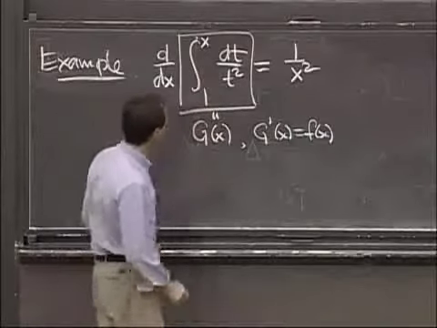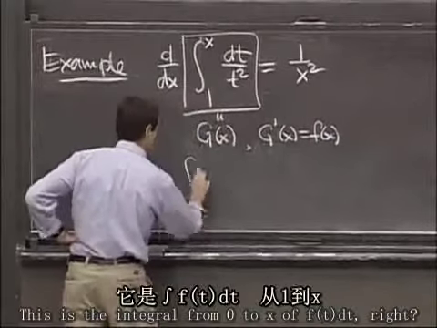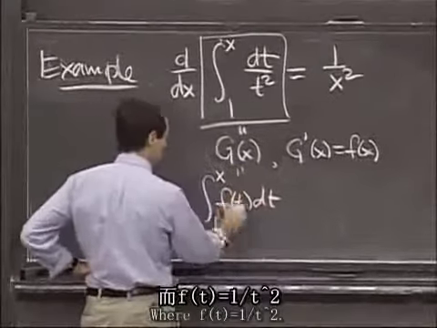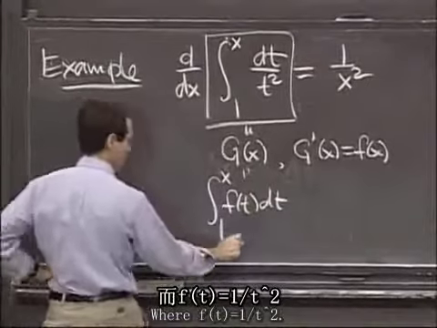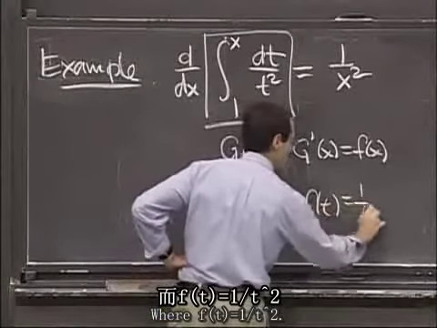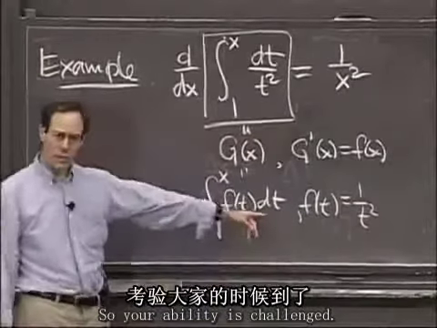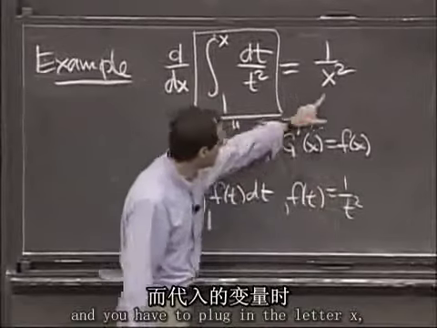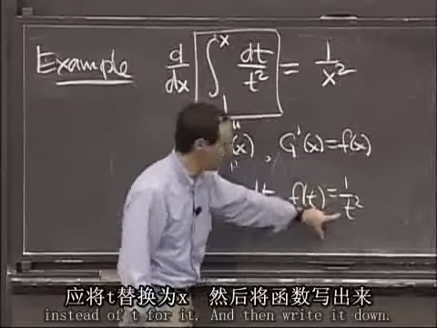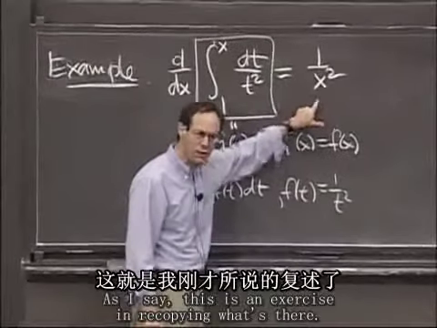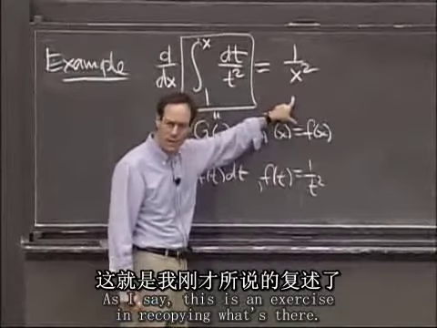Look inside here. It's what's called the integrand. This is the integral from 0 to x of f of t dt, right? Where the f of t is equal to 1 over t squared. So your ability is challenged. You have to take that 1 over t squared and you have to plug in the letter x instead of t for it, and then write it down. As I say, this is an exercise in recopying what's there.